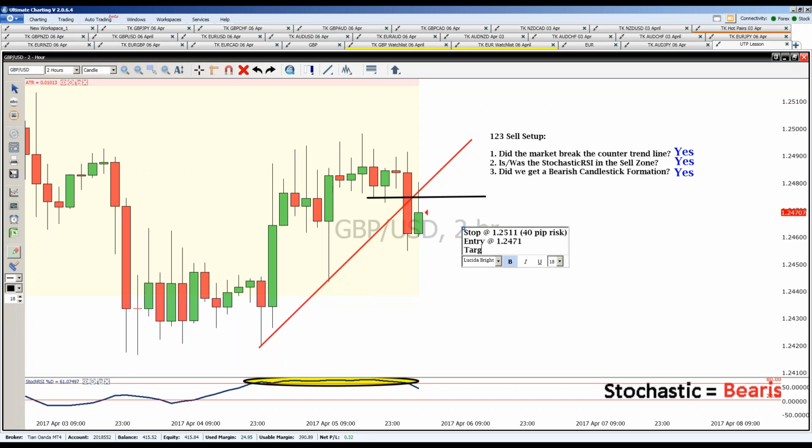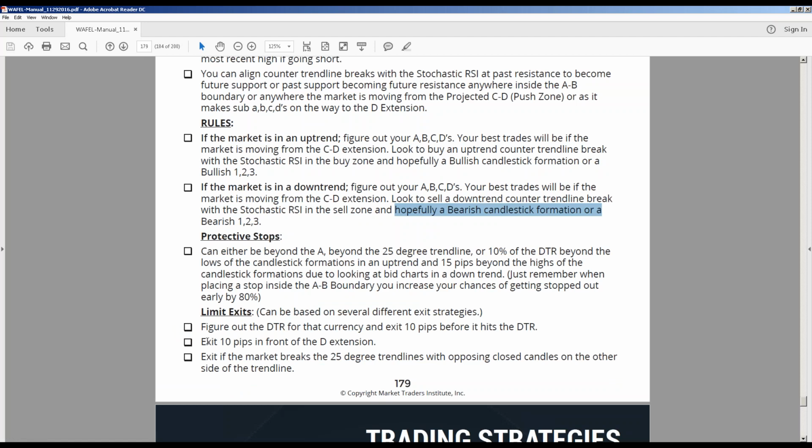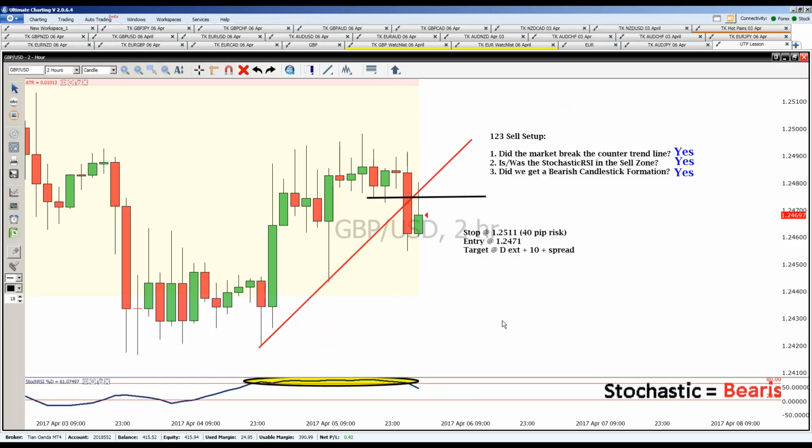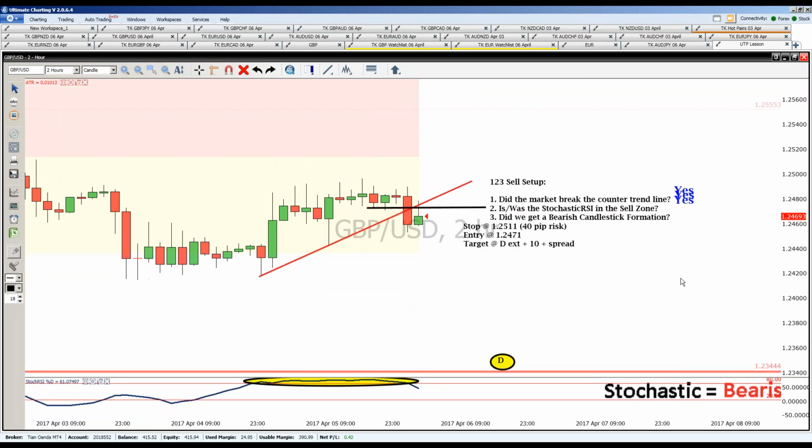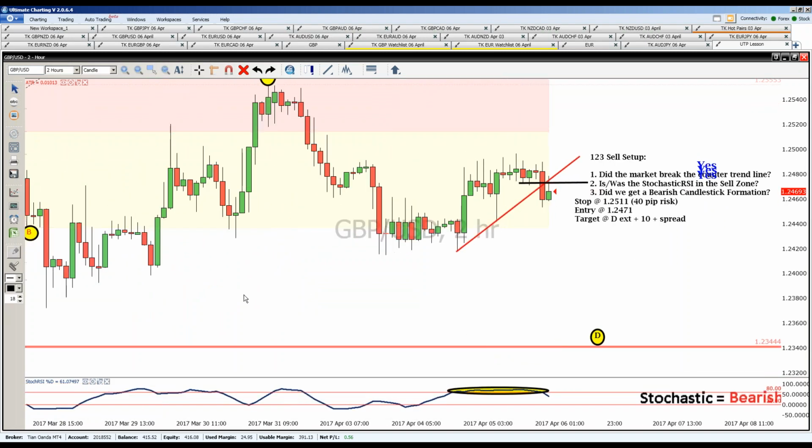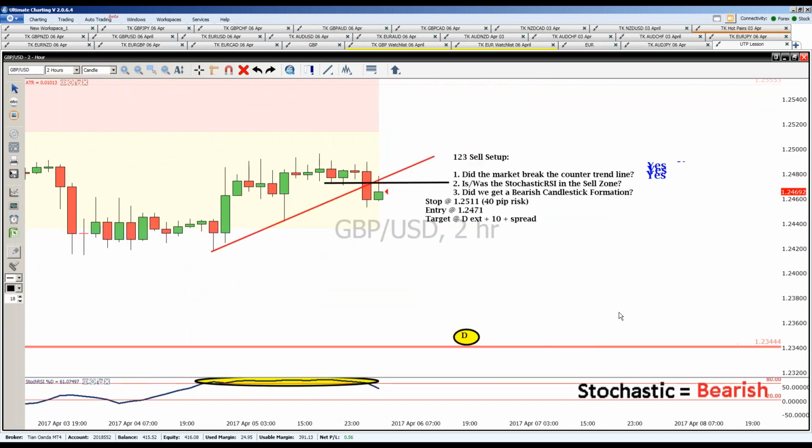And my target is going to be the D extension, plus 10 pips above the D extension plus the spread. Because the manual says target exit 10 pips in front of the D extension. So now I'm going to exit 10 pips in front of the D extension. The D extension is going to be the 1.618 over here. There we go. 1.2344.